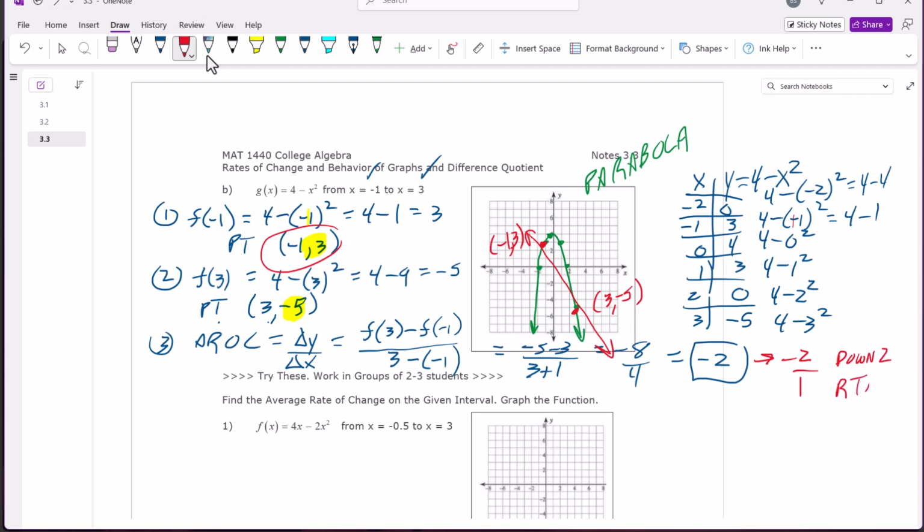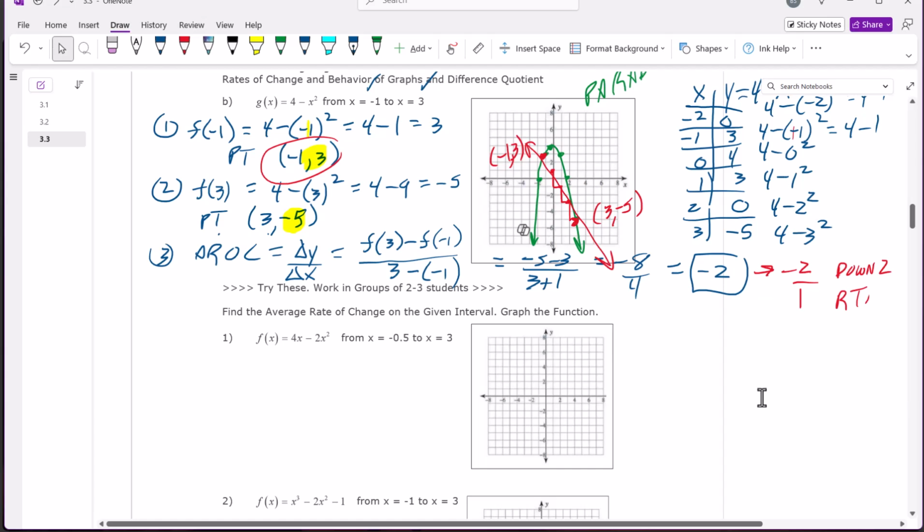So if I do this, notice what happens. I go down 2, right 1, down 2, right 1, down 2, right 1, and that will follow that slope and get you from the first point to the second point. Okay, so you don't have to graph to do these. It's just a matter of finding 2 points and finding the slope.